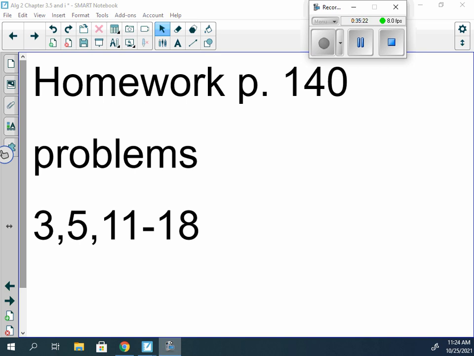11 through 18 is looking for two things. It's looking for the value of c and your set of parentheses squared. It's looking for both of those.